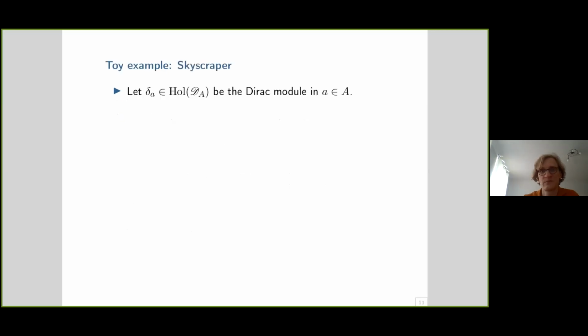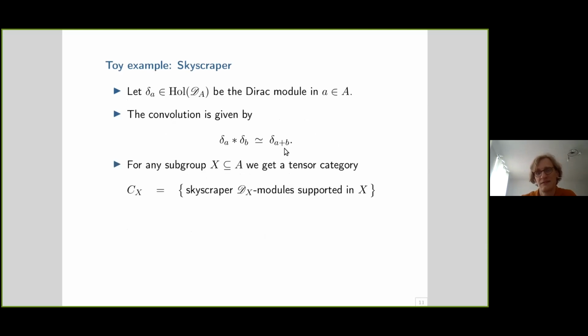And yeah, before I proceed, let's look at a toy example. So this is a stupid example. You just look at Dirac modules in points. So the skyscraper sheaf, delta A we had before. The definition of the convolution is made using the addition on A. So delta A star delta B is just delta A plus B. And thus, if you take any additive subgroup of A, then you can look at all those Dirac modules which are supported at points in this subgroup. And this will be a tensor subcategory of all holonomic D modules.